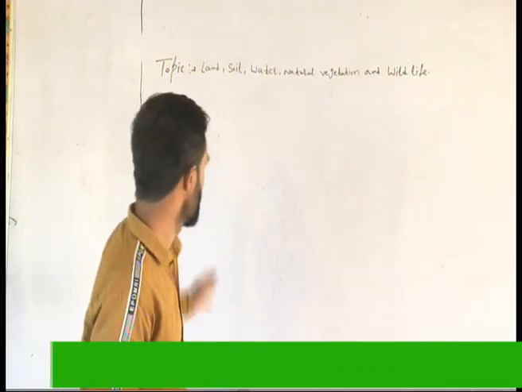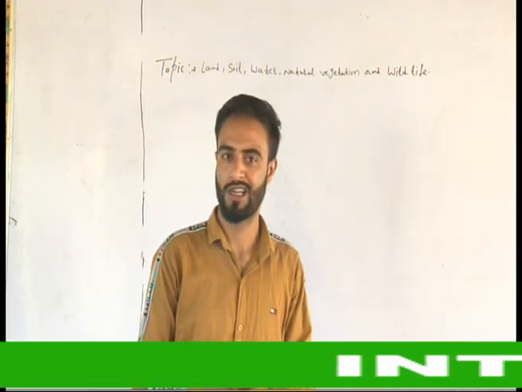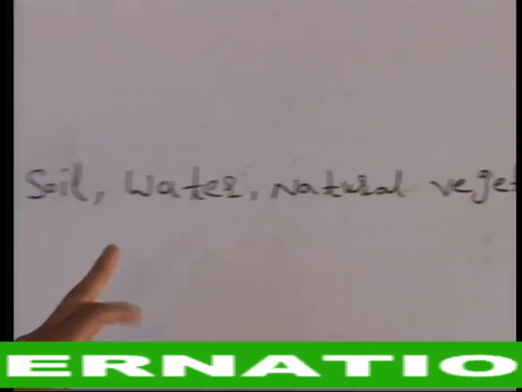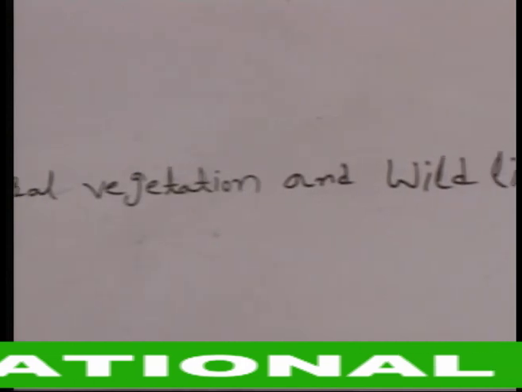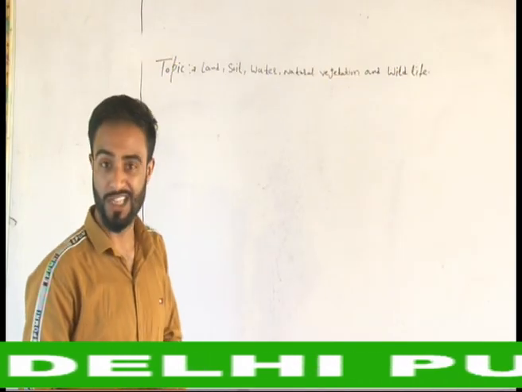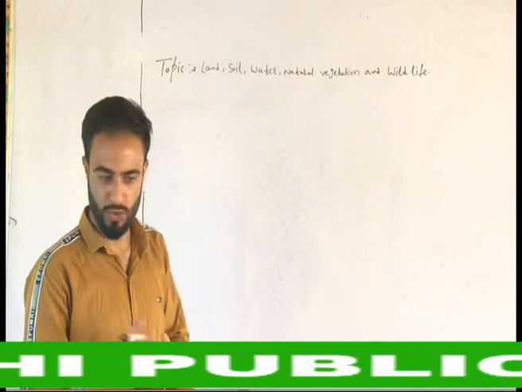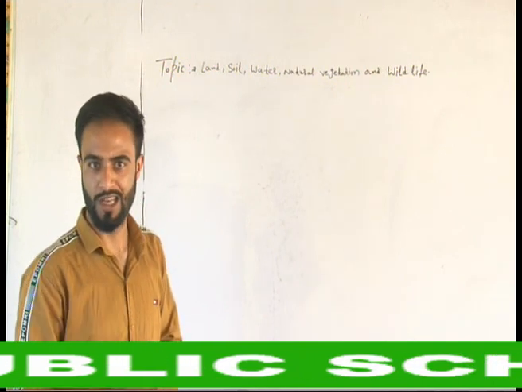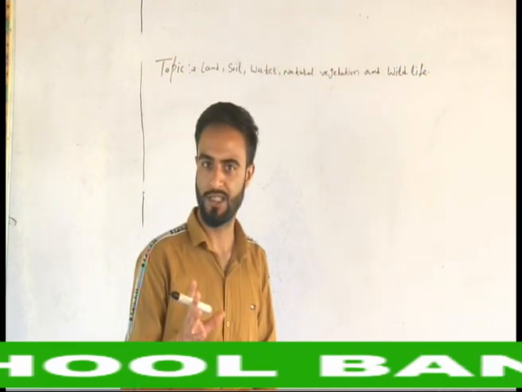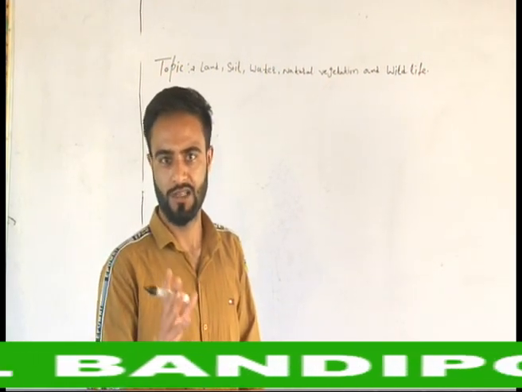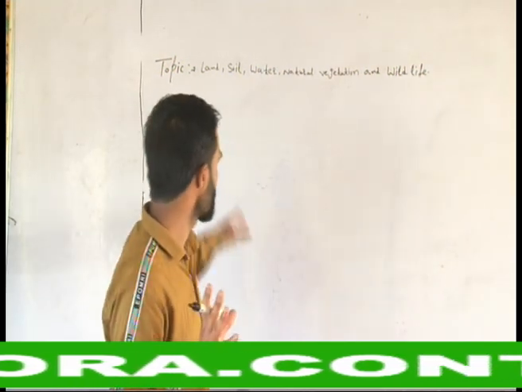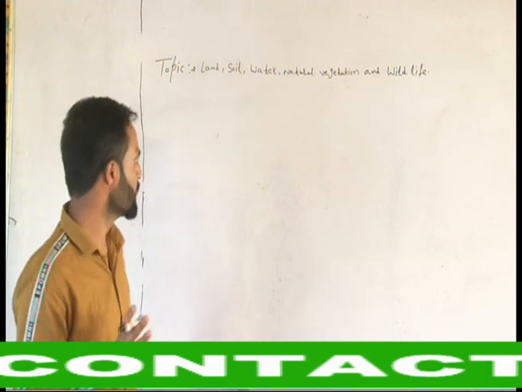My topic is the second unit of the class 8 geography textbook, that is land, soil, water, natural vegetation and wildlife. This is basically the title of the second unit in the geography textbook of class 8. The first unit, resources, their management and their types, we have already discussed in the previous lecture. Let us discuss the second unit today.